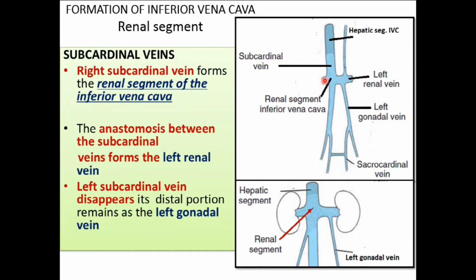So in adults you will see that the left renal vein is longer as compared to the right renal vein. Here they have shown us the renal segment of the inferior vena cava which is formed by the right subcardinal vein. Then the anastomosing channel between the two subcardinal veins is forming the left renal vein, and part of this subcardinal vein that is below the anastomosis is forming the left gonadal vein.